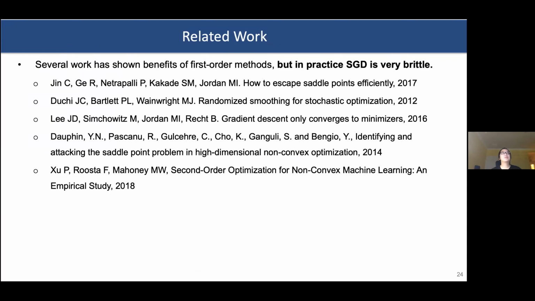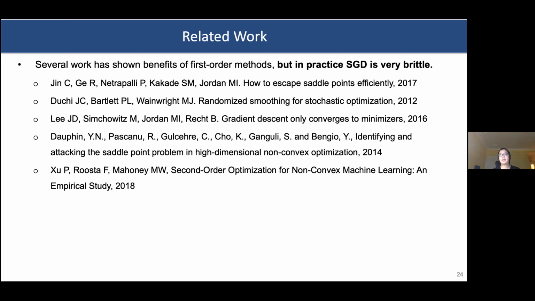Yeah. So one thing we want to mention is that there are a lot of works showing the first order method works very well. For example, the paper from Michael Jordan said the first order method can escape the saddle points. And also a lot of papers discuss how gradient descent can converge to minimizers and other things. However, some papers also show that in practice, SGD is very brittle. For example, the paper from Penshi and Michael Mahoney.